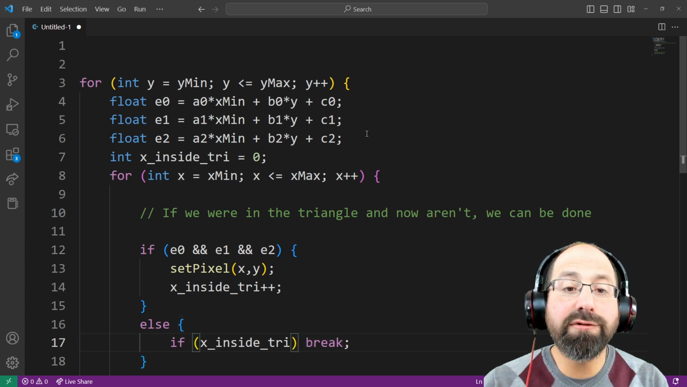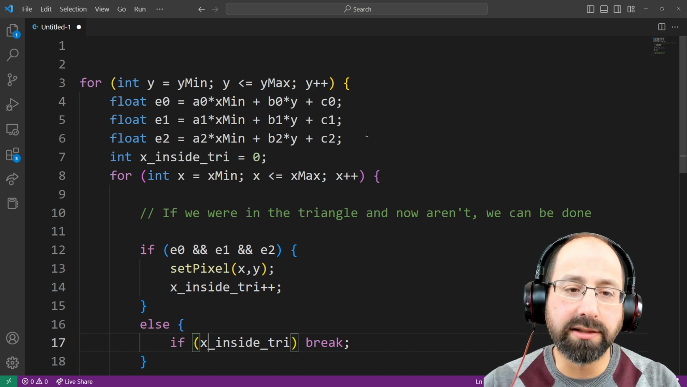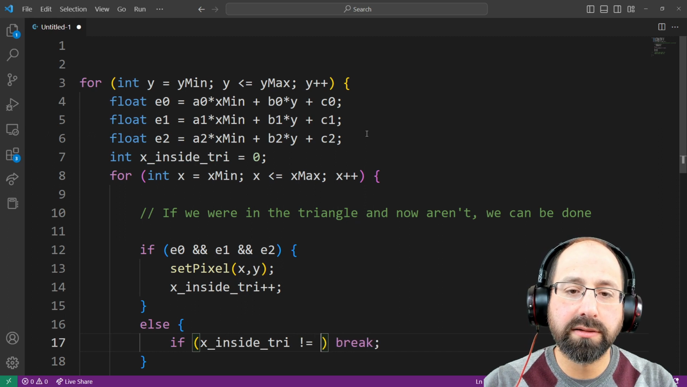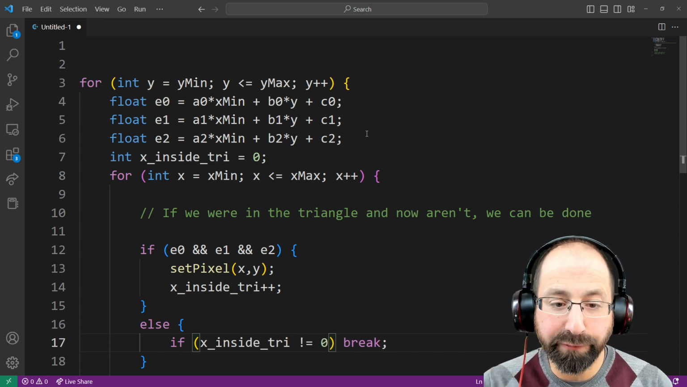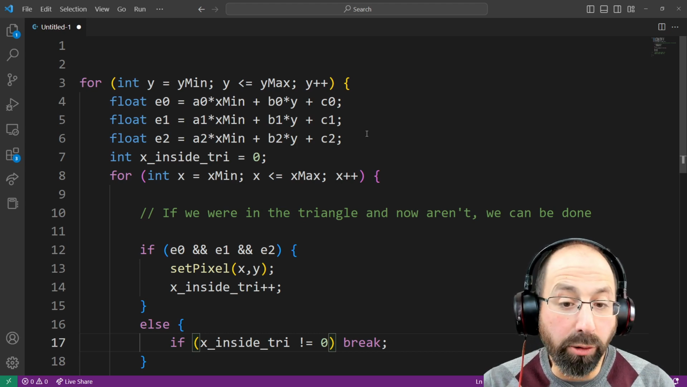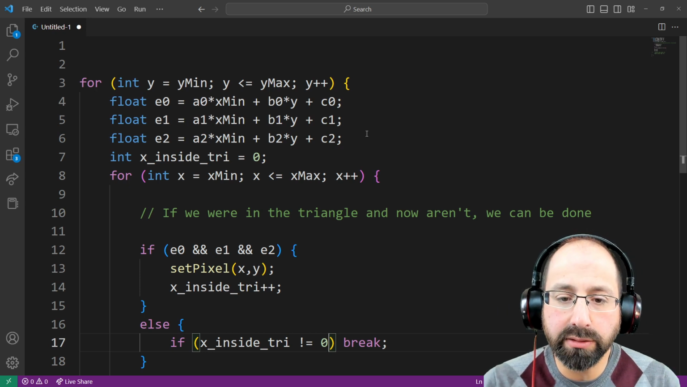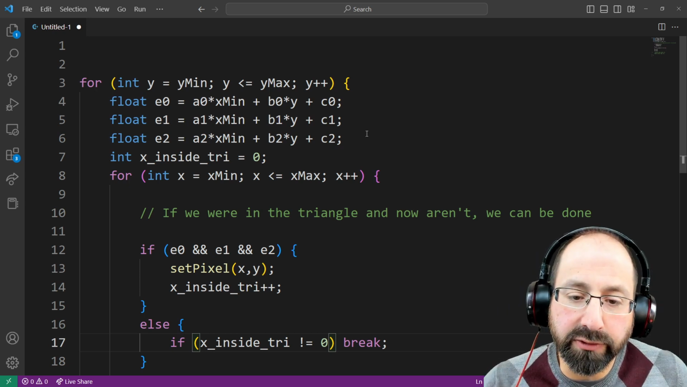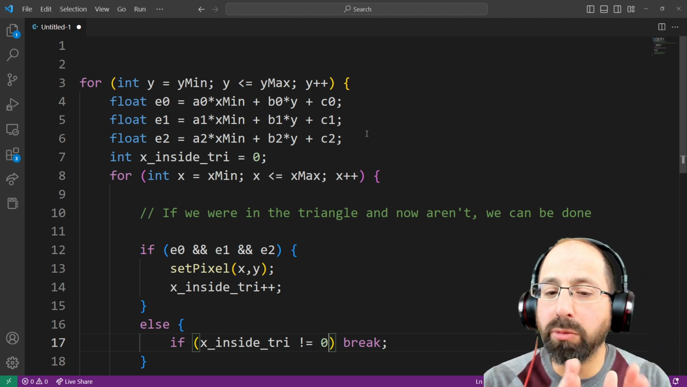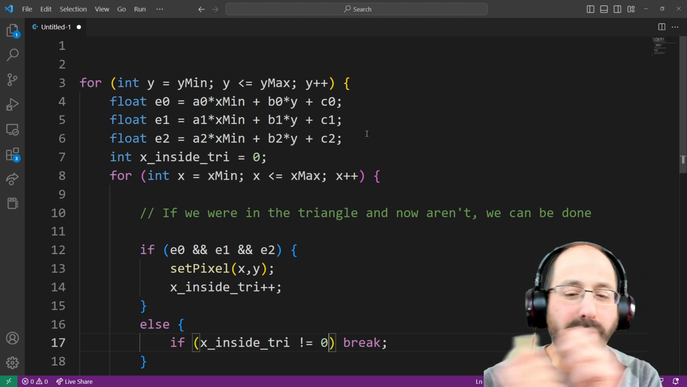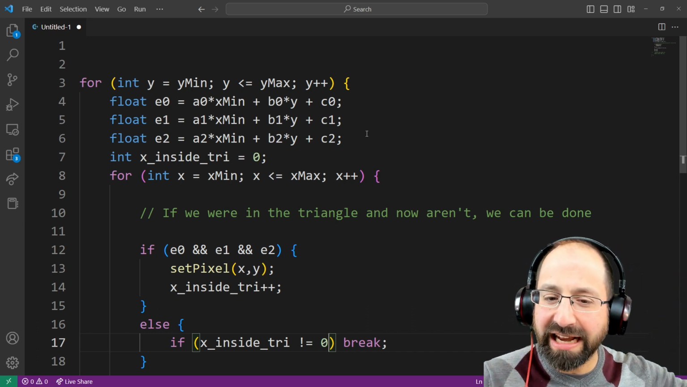That's backwards. If we were previously inside the triangle, let's just be explicit. If we were inside the triangle previously for that row, and now we're not, meaning one of E0, E1, and E2 is no longer greater than 0, we're done. We don't have to do anything else on that particular scan line. The Stefan algorithm is trying to be a little bit more clever because it's checking both directions. In this case, the optimization isn't quite as good because we're already starting at x min.